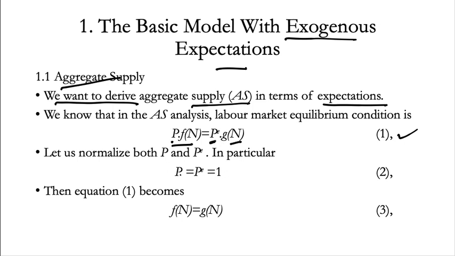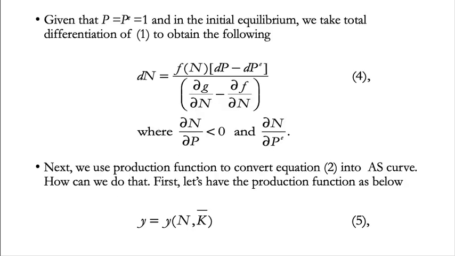Now, let's say we normalize both P and PE, actual price and expected price. In particular, when we normalize, we equate it to 1. So our equation 1 becomes equation 3, in which Fn equals Gn. And next, given that we have normalized actual price and also expected price equal to 1, and given that we are in the initial equilibrium, we take the total differentiation of 1 to obtain expression 4.